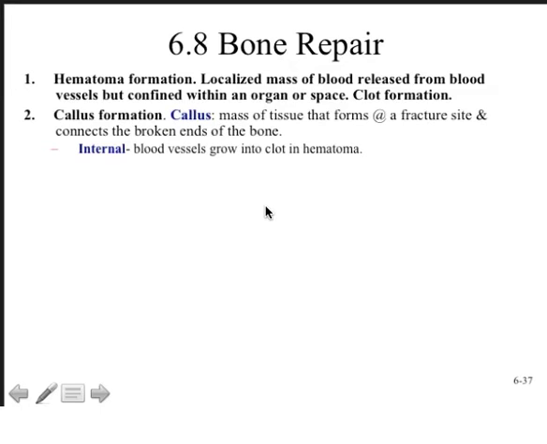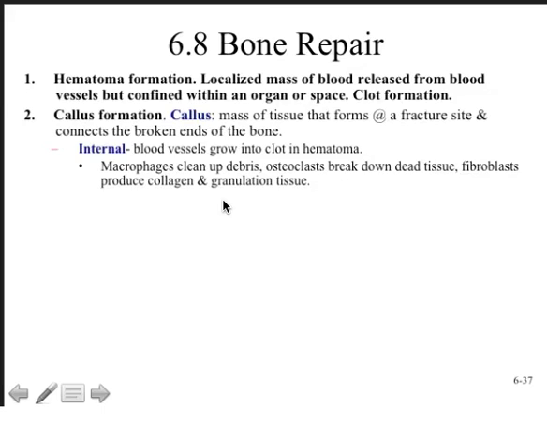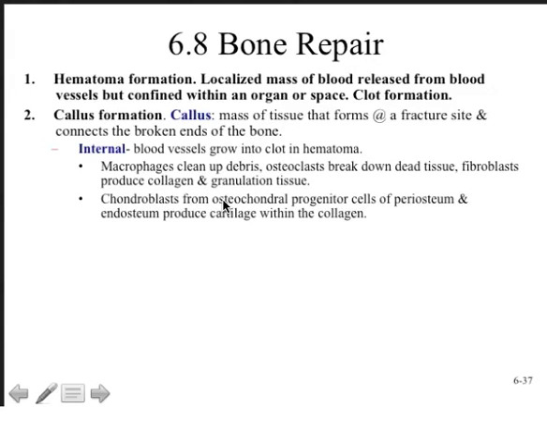In internal callus formation, the blood vessels grow into the clot in the hematoma. The macrophages, of course, clean out the dead cells. The osteoclasts break down the tissue, and the fibroblasts generate the collagen in the granulation tissue that's going to serve as the meshwork around which eventually the mineralized bone is going to be deposited. The chondroblasts form endochondral progenitors that are located again in the periosteum, which is going to be near where the break's located, as well as in the endosteum, and they're going to generate cartilage within the collagen.